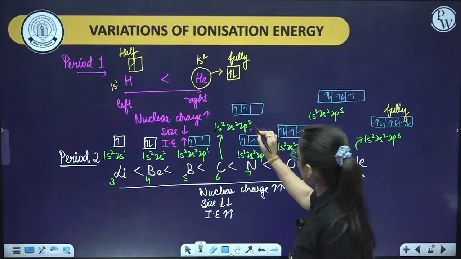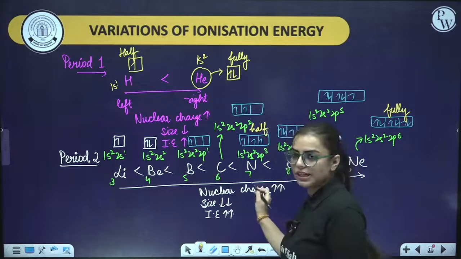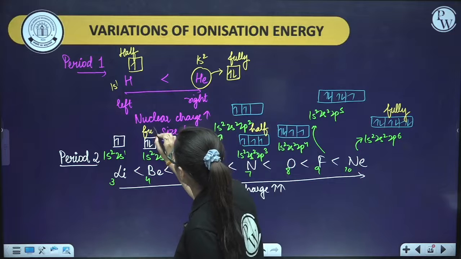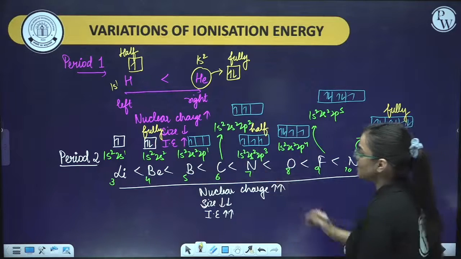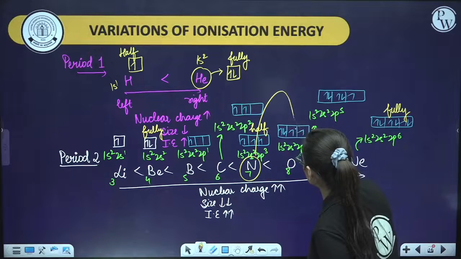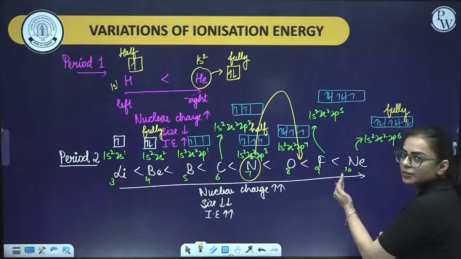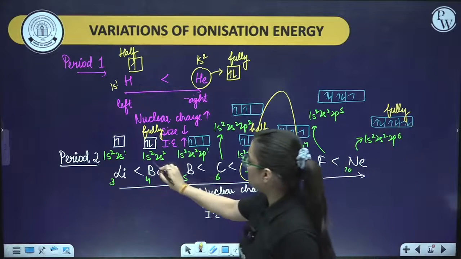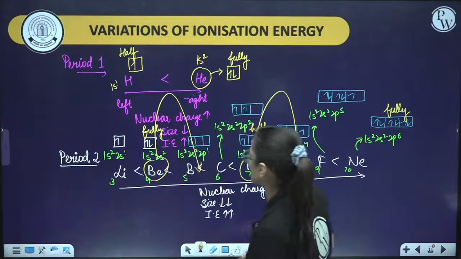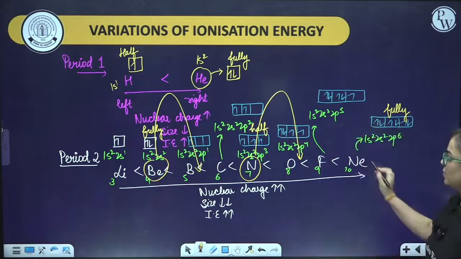Okay. This is half filled, having 1 electron in each, and this is fully filled. So what will happen? Basically this is half filled, so its value will be more than its previous atom. If oxygen is present initially, it will have more value than oxygen. Here beryllium is fully filled, so it will have more value than boron. Here it has the highest value.